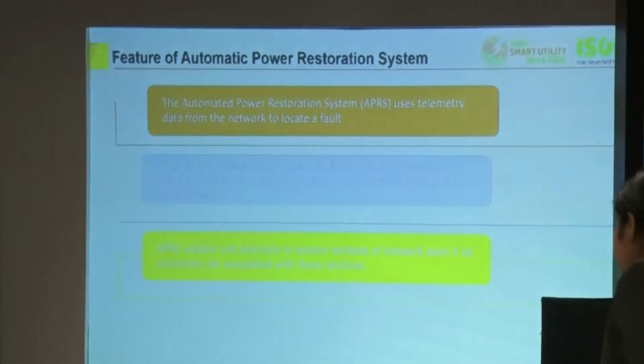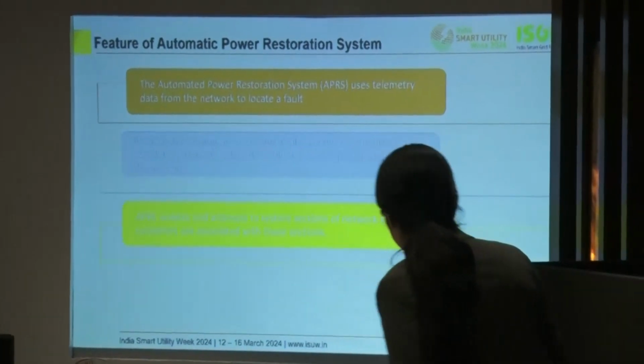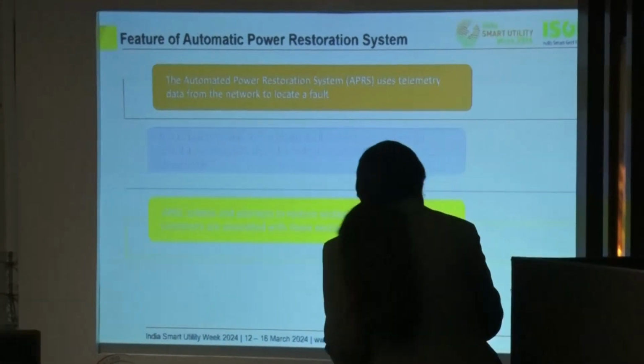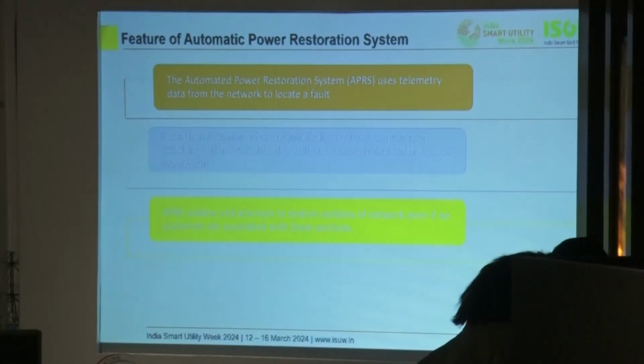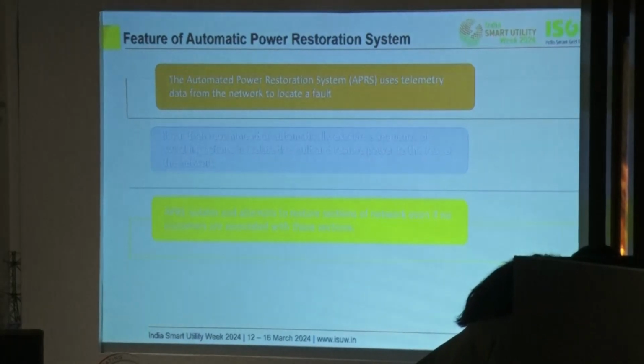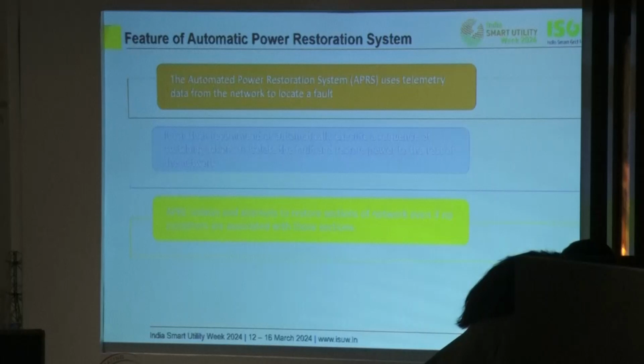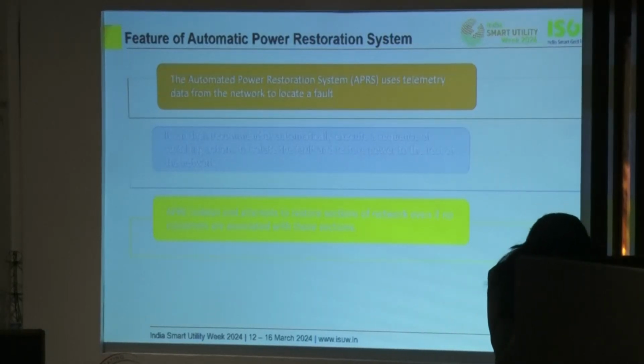Some basic features of the automatic power restoration system: it uses telemetry data, like the indication values from fault passage indication. Along with that, it uses the breaker status at grid level, and it uses these data to give us switching suggestions and restore the fault automatically without any manual intervention by operators. And along with that, even if there is no consumer connected to a particular section but a de-energized section is getting created, it also restores the fault at that level as well.